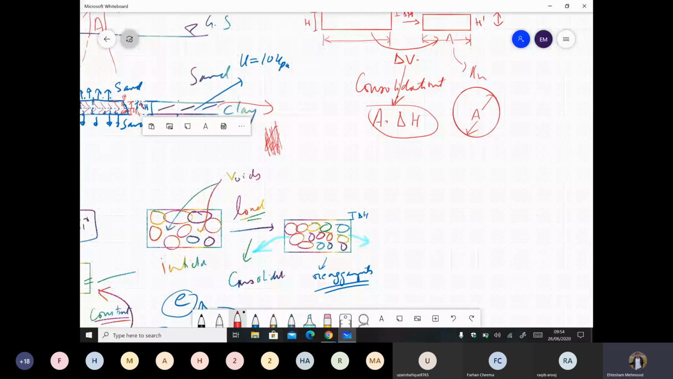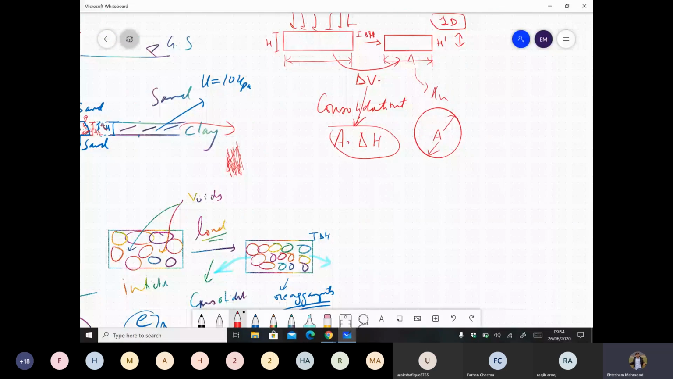If we write the definition of void ratio, is it the right definition that volume of voids over volume of soil solids? Yes, sir. Okay, so I can write that as total volume minus volume of soil solids over volume of soil solids. So void ratio is equal to total volume of the soil specimen minus volume of soil solids over volume of soil solids.